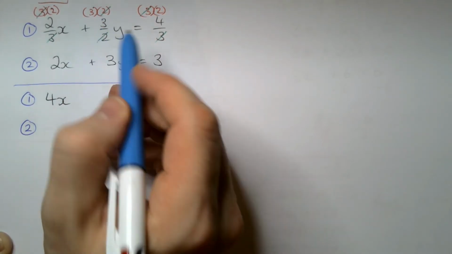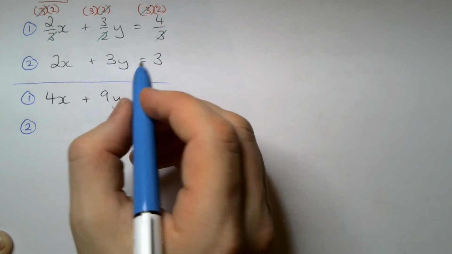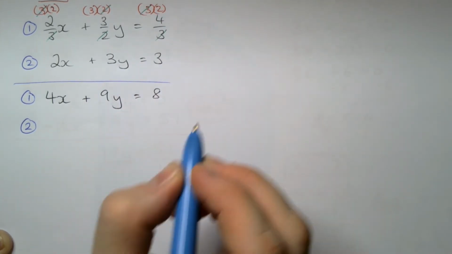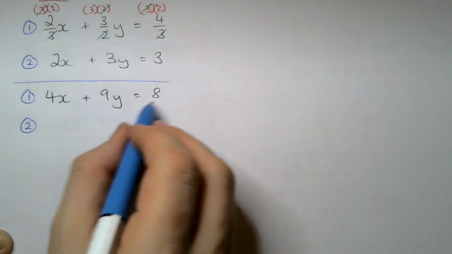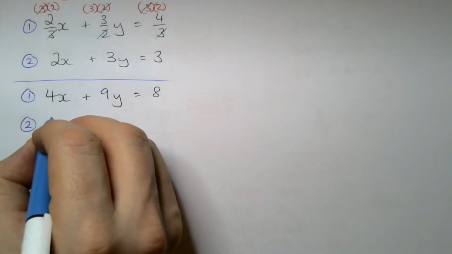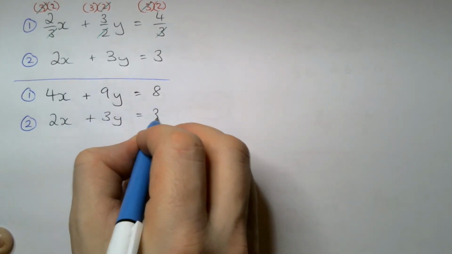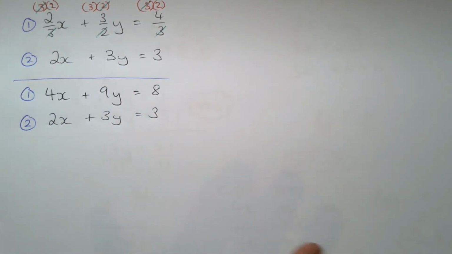This becomes 3 by 3, which is 9y. And this becomes 2 by 4, which is 8. Okay. Now it's nice and neat, and it's starting to look like the previous question. The second one I don't need to adjust. Now you could be asked to, or you could have to adjust it as well, in which case you would, but here I'm just going to leave it like that.